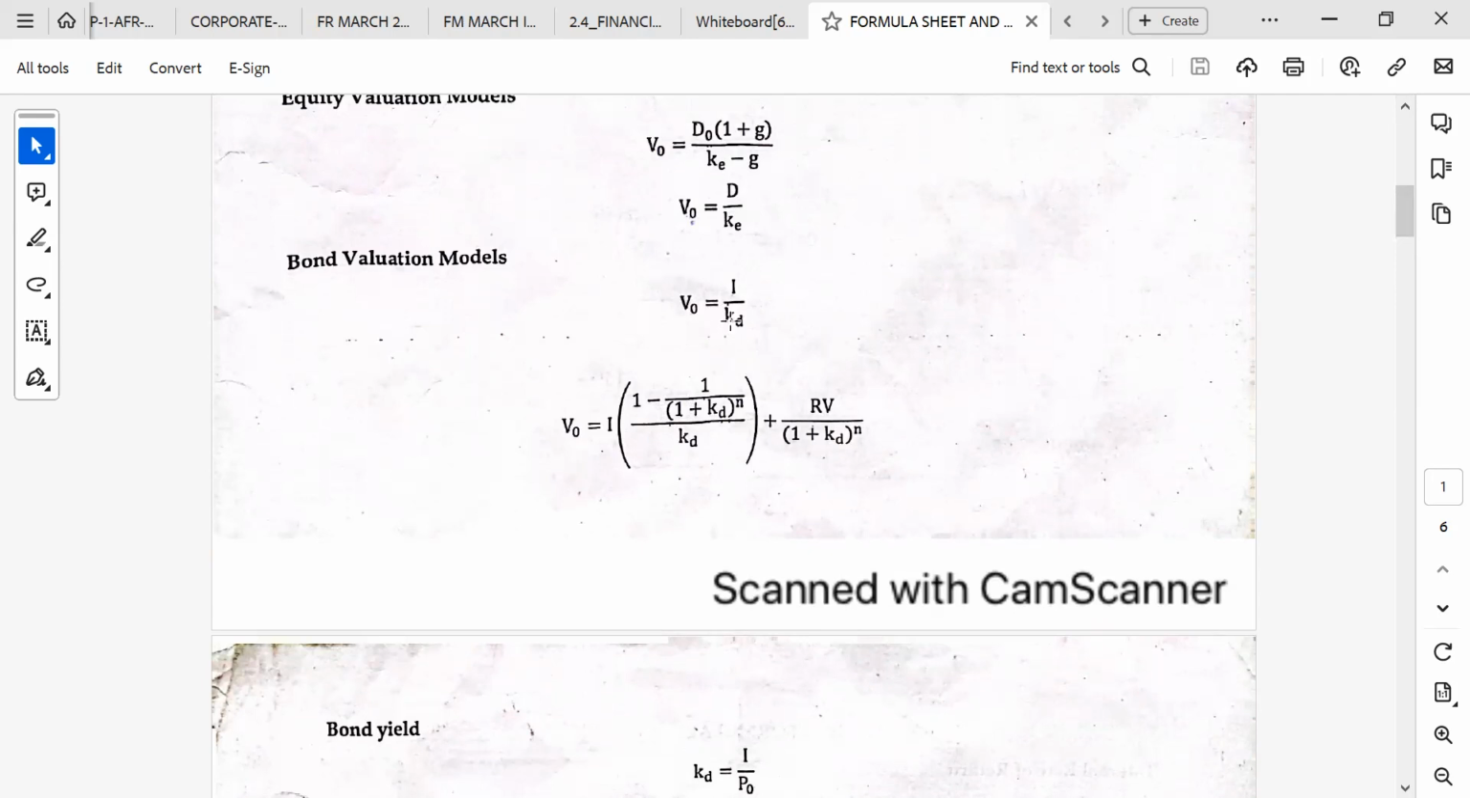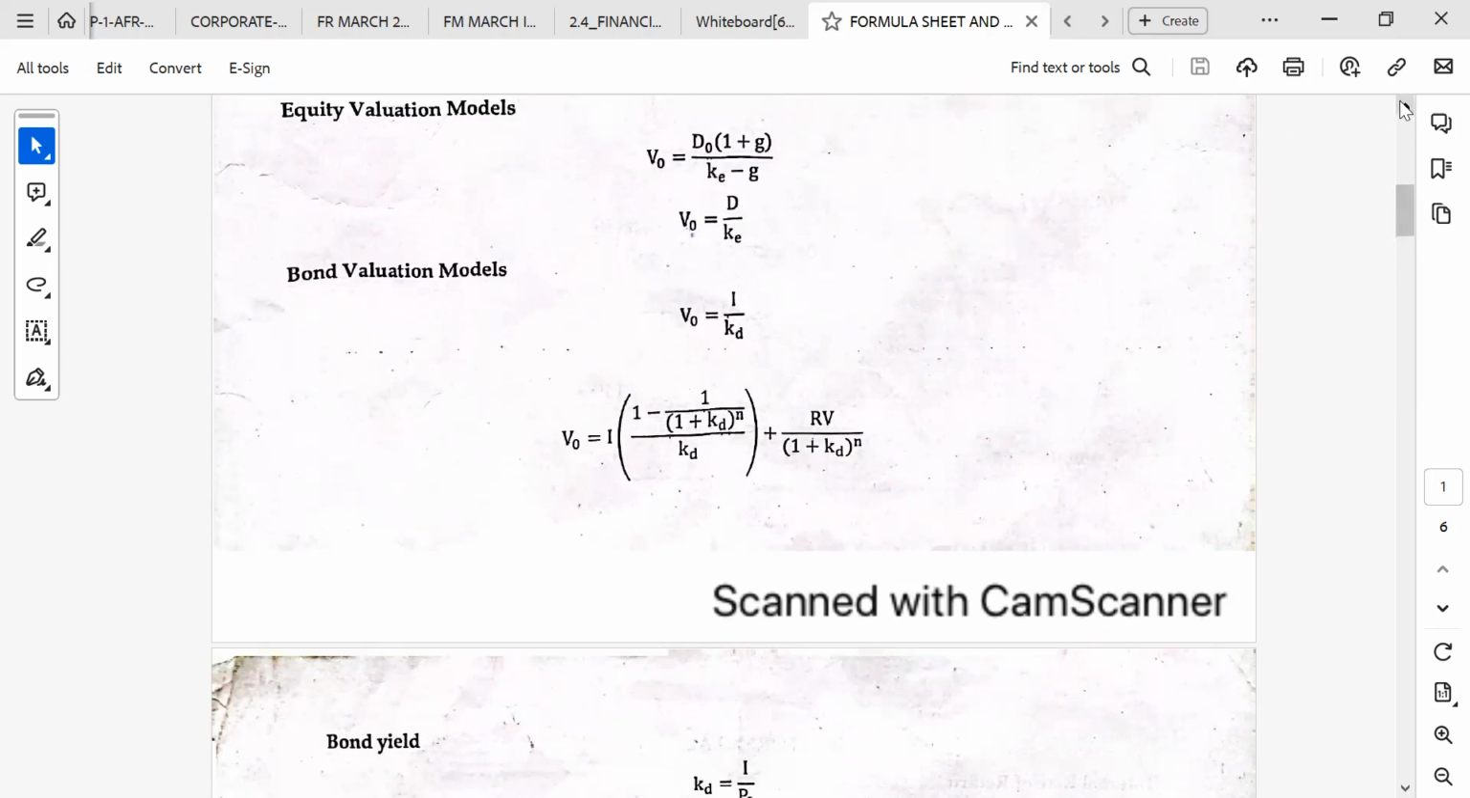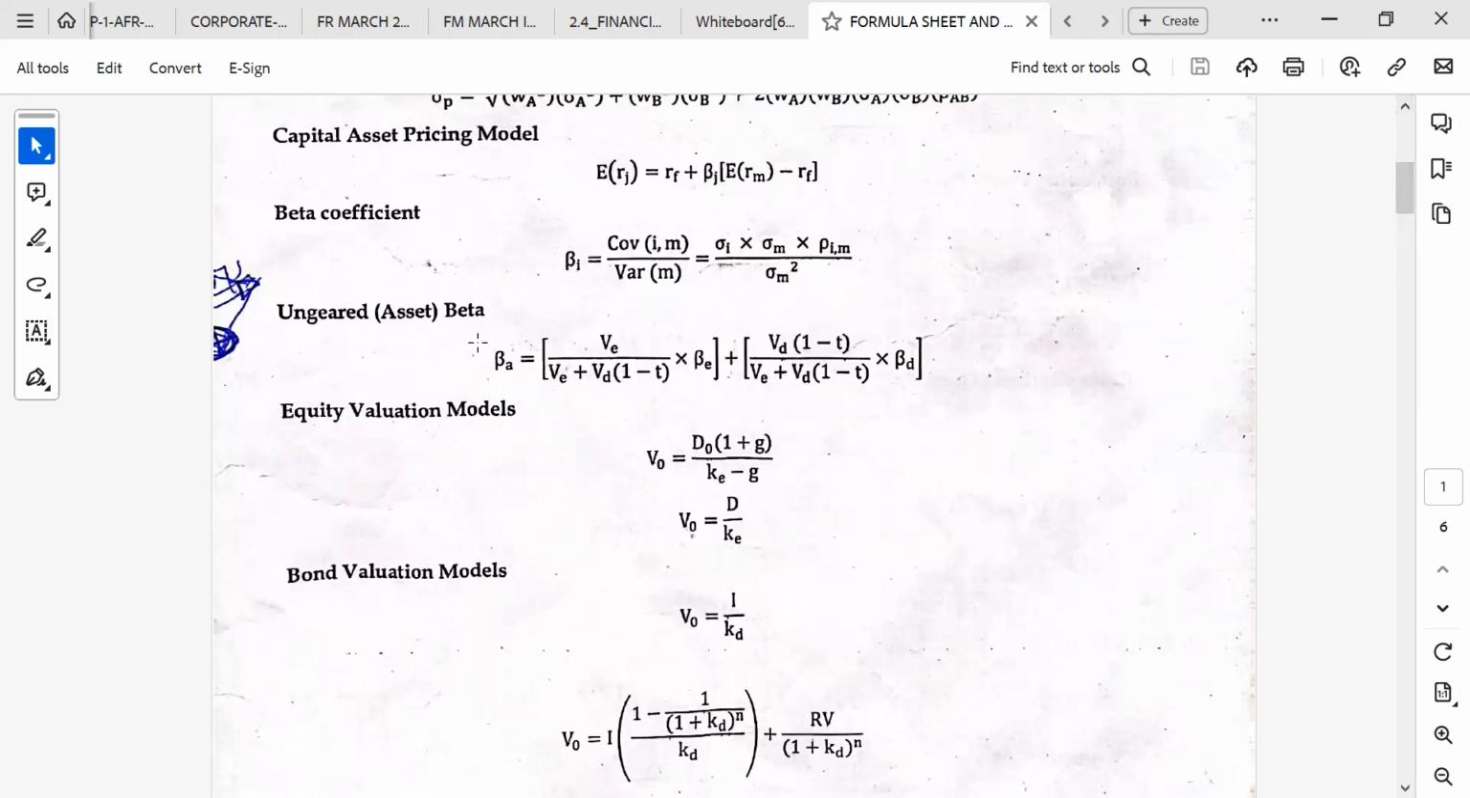If you are playing with the equity formula, this is the market value of equity using the dividend valuation model. This is without growth, and this is with growth. This is the ungeared beta. What we did the last time: if the company wants to enter into unrelated projects, they have to use the beta of the proxy company. So we can see that this is the asset beta. We assume that the debt is risk-free.